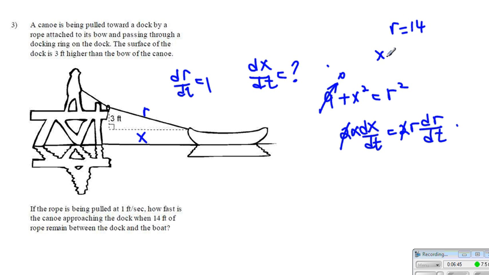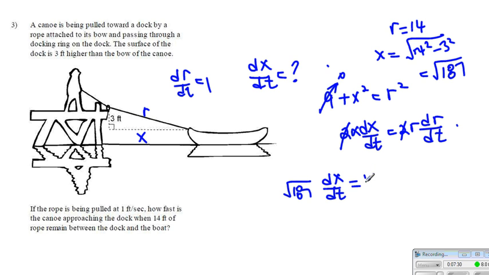Then how can you find the value of x? X must be equal to the square root of 14 squared minus 3 squared. Now 14 squared is 196, minus 9, so we end up getting x equals square root of 187. Here I think we have almost everything ready, and x is equal to this value, square root of 187. dx/dt is our question mark.